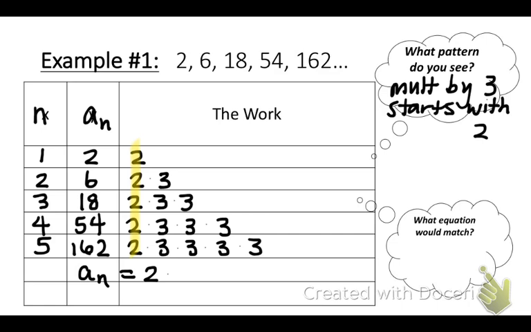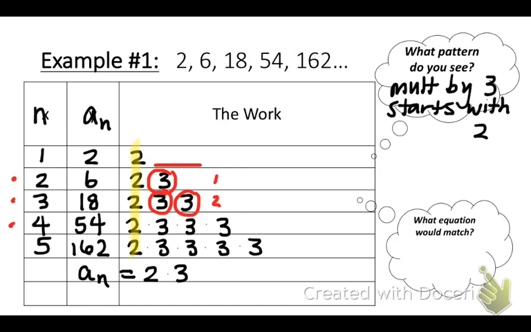We keep multiplying it by 3, but now we need to talk about how many times we need to multiply it. For the first term, there was no multiplication at all. The second term, we multiplied it 1 time. The third term, we had to multiply it 2 times.